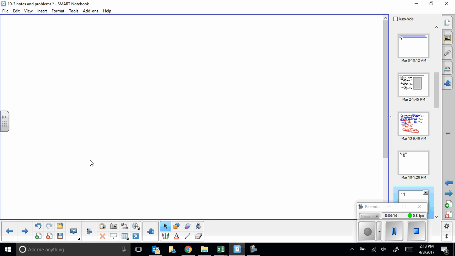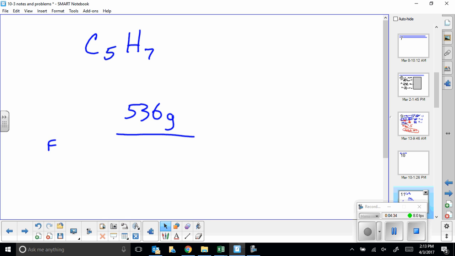So they give you the empirical formula. This is just going to be a short and easy one. They give you the empirical formula as C5H7. So they've already figured that out. And now they say, what's the molecular formula? Well, they give you the molecular mass of 536 grams. So you need to divide that by the empirical formula mass.